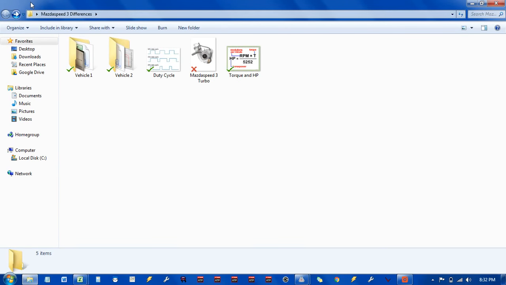And I hope that this was informative. And please share this. I think that it is important for Mazdaspeed owners to understand how their vehicle is running. And it's important for you guys as the owners to educate yourselves and get some insight as to how to identify how your car's running.